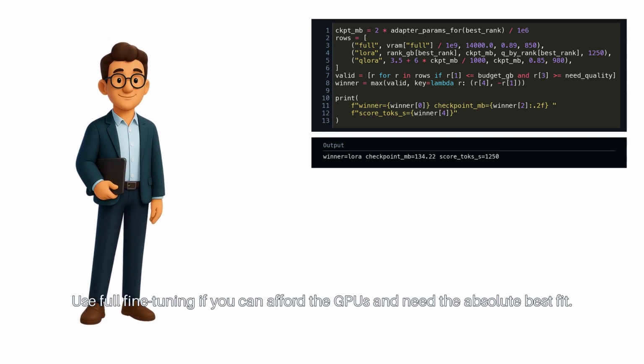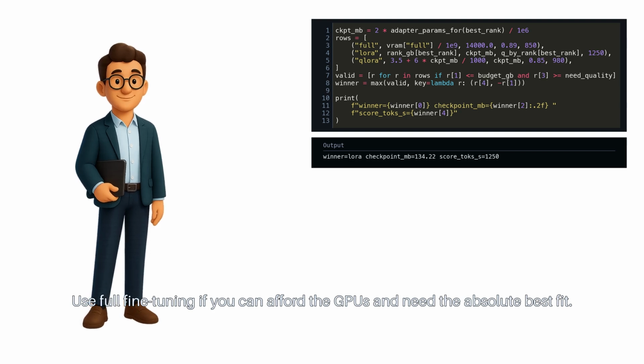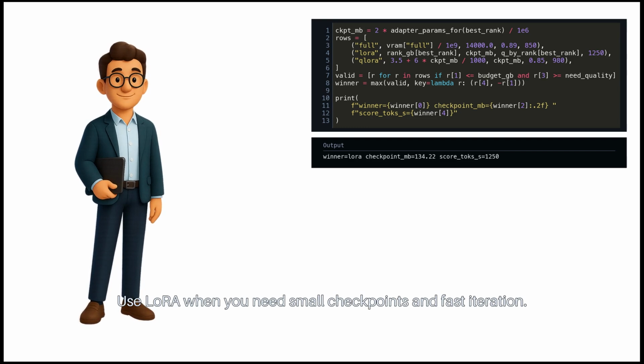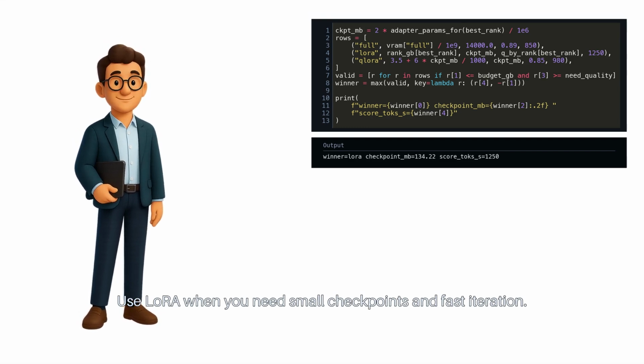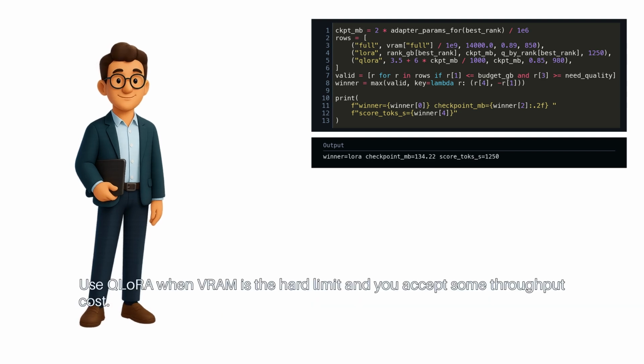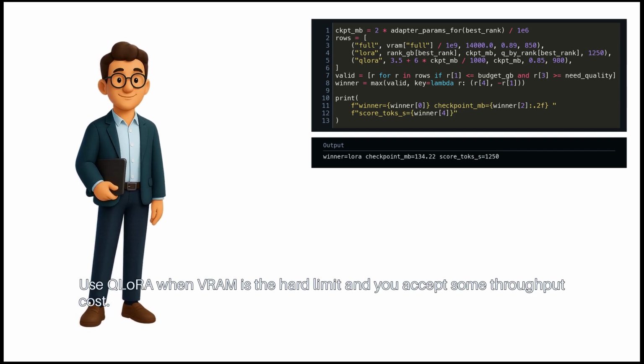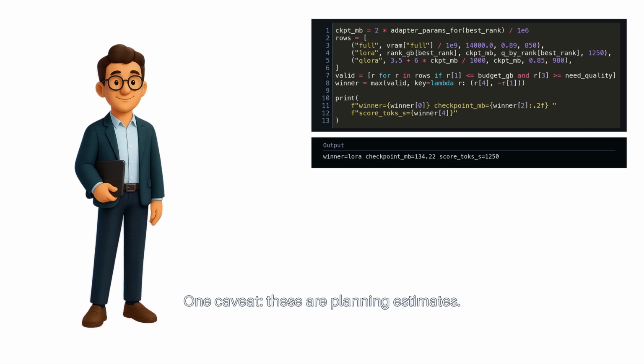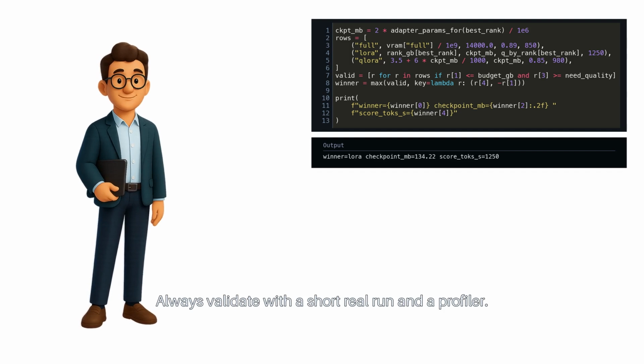Use full fine-tuning if you can afford the GPUs and need the absolute best fit. Use LoRA when you need small checkpoints and fast iteration. Use QLoRA when VRAM is the hard limit and you accept some throughput cost. One caveat: these are planning estimates. Always validate with a short real run and a profiler.